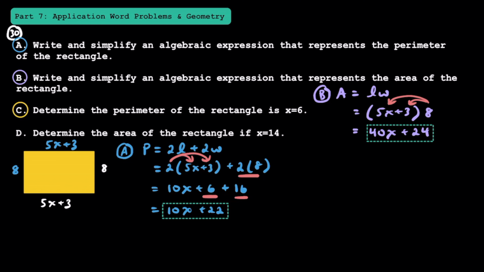For part C, we need to find the perimeter of the rectangle if x is equal to 6. We already found the algebraic expression to find the perimeter in part A, and we found that the perimeter is equal to 10x plus 22.